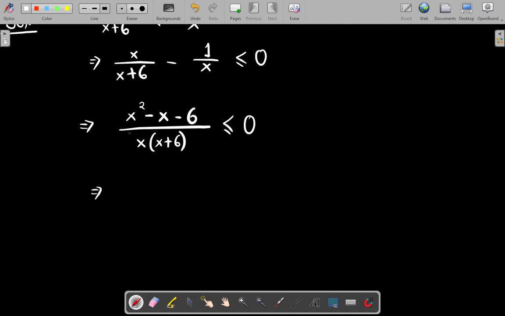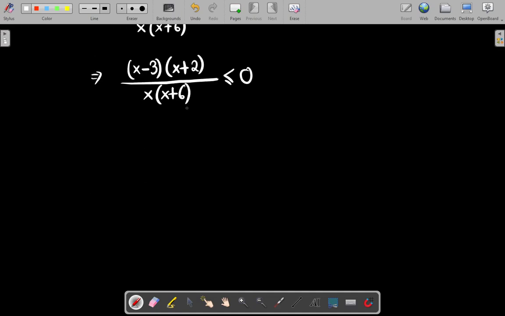So let me try to factorize this numerator. The product is minus 6 and the sum is minus 1, so minus 3 and plus 2. This will become x minus 3 times x plus 2, that is, x square minus 3x plus 2x minus 6, upon x times x plus 6, is less than or equal to 0.